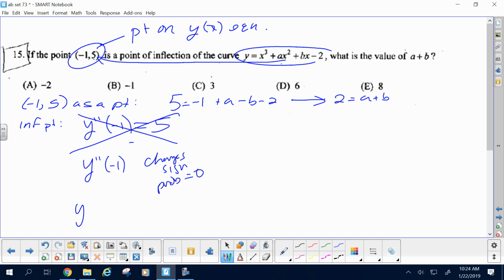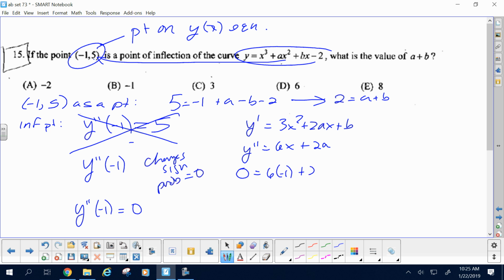So this is what you should be using in an inflection point. To use that inflection point, you say the second derivative at x equals negative 1 should be 0 if there's an inflection point there. There should be no 5 in the second derivative part of it. It's just on the original curve where you use that. So after that, y prime is 3x squared plus 2ax plus b, and y double prime is 6x plus 2a. And using this point, the second derivative is 0 when x is negative 1. That implies that a is 3.